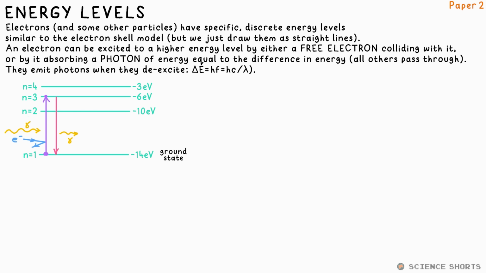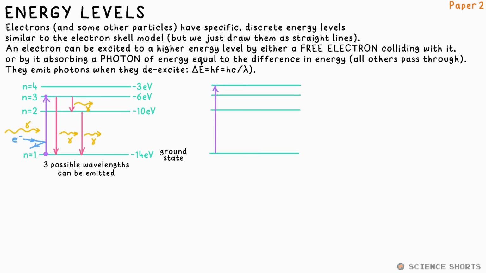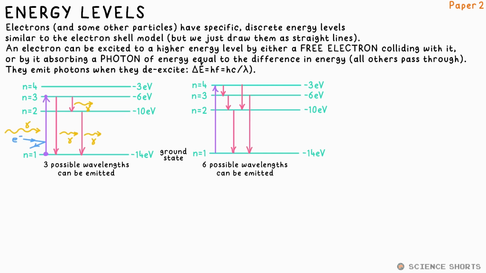We call this de-excitation. But it can take different routes down. From N3, for example, it can either go straight down to N1, or it can go to N2 first, then down to N1. This means there are 3 possible wavelengths or frequencies of photons that could be emitted when it de-excites. From N4, there are 6 different possible wavelengths. The energy of each photon is equal to hf, so the bigger the drop, the higher the frequency of photon emitted, and the shorter the wavelength is, of course.